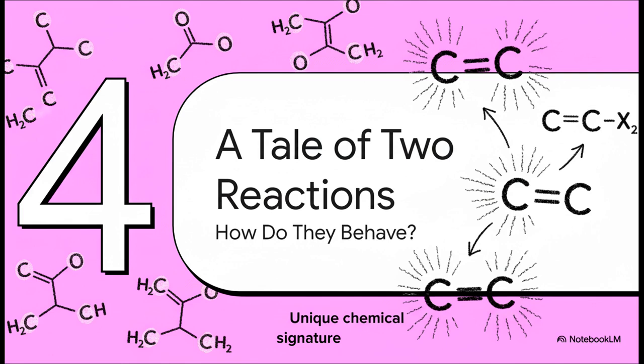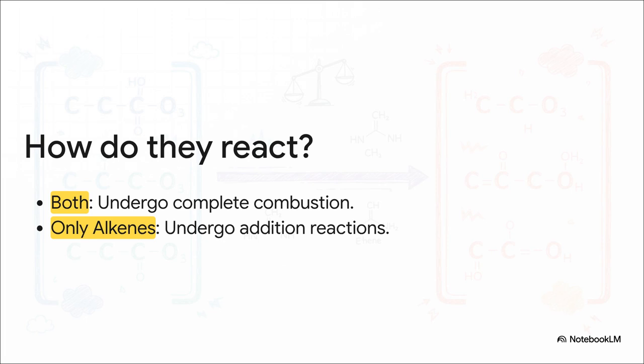This special power is their unique chemical signature. Now, sure, both of them can burn. That's called complete combustion. But that doesn't really help us tell them apart, does it? The real secret, the one trick that only alkenes can pull off, is something called an addition reaction. And this is how we're going to solve our puzzle.